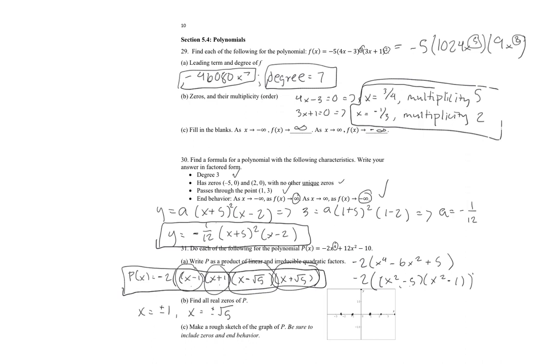Since the end behavior is negative infinity as x goes to negative infinity, we know we're going to be coming up. Then we can kind of do whatever we want here, but we know we have to come back down. Then we're going to have to come back up here, and then we can come back down here to make sure the end behavior is the same. So there you go.